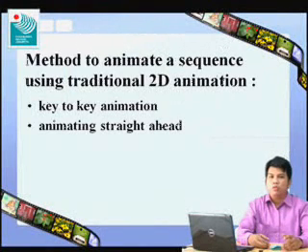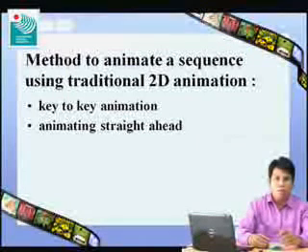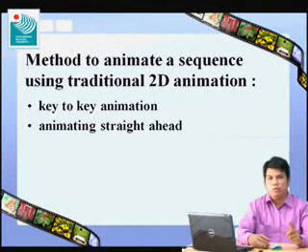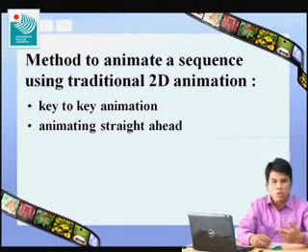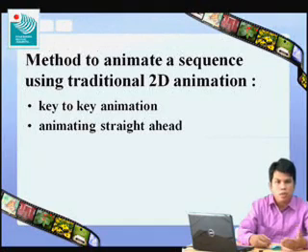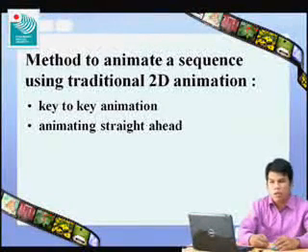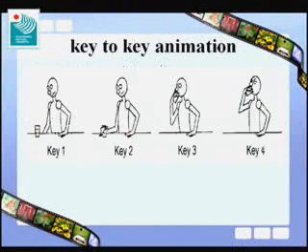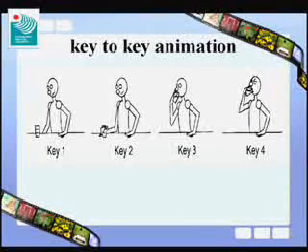There are two methods to animate a sequence using traditional 2D animation. First, key-to-key animation, and the second, animating straight ahead. Key-to-key animating is when the key positions or poses in a sequence are drawn before completing the sections between them.